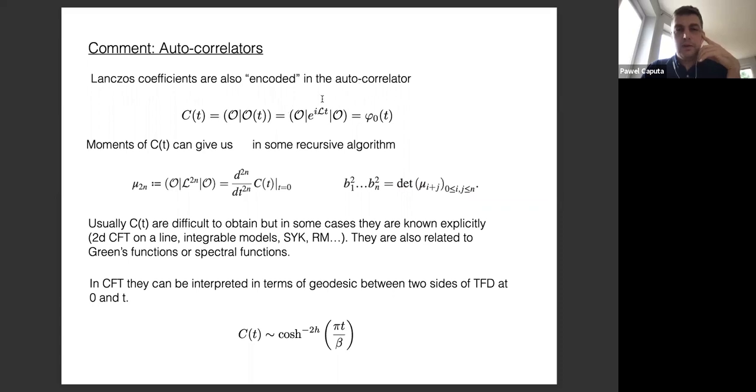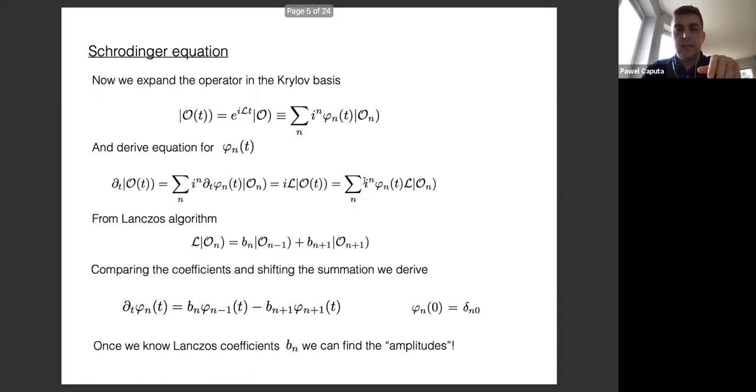So you can think about this as a probability amplitude of doing an evolution and staying in the same state. In this Krylov basis it is defined basically as an expectation value of e to the i times the Liouvillian, or in the expansion it is this coefficient phi 0 in the Krylov basis. And actually the moments of this autocorrelator, defined as derivatives with respect to time, are related to these Lanczos coefficients bn's by some appropriate determinant of some matrix. So you can actually construct an algorithm starting from this autocorrelator, find these bn's, and then plug them into the Schrödinger equation and find the solution in some other way.